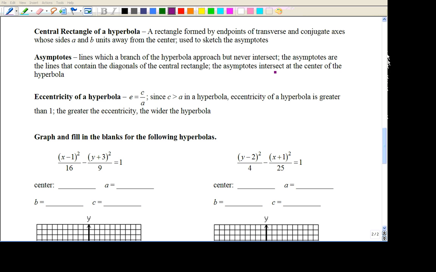And then finally, the eccentricity of a hyperbola. Same formula as for an ellipse, e equals c over a. But since c is always greater than a in a hyperbola, the eccentricity of a hyperbola is always going to be bigger than 1. The greater the eccentricity, the wider the hyperbola. Okay, now let's work a couple of examples.